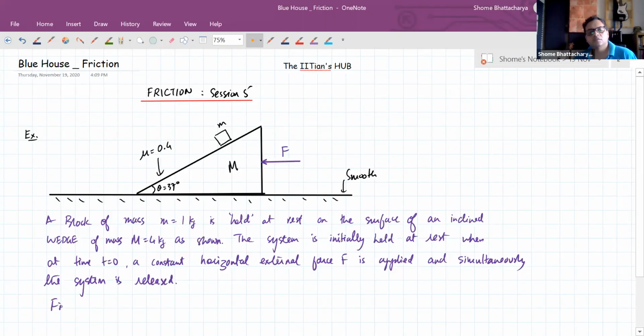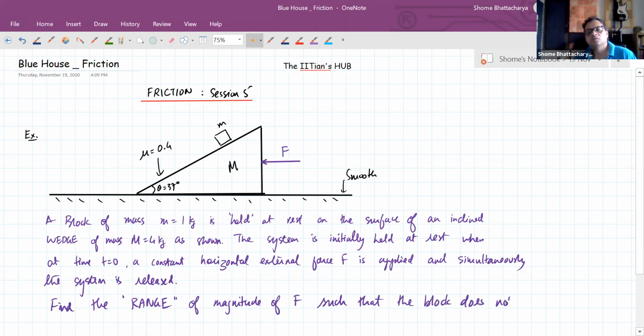We want to find the range of values. So that means there is a minimum to maximum. So the range of magnitudes of F such that the block does not slip with respect to the inclined surface. Remember, we had done a problem like this in Newton's laws of motion, but there the surface was frictionless.